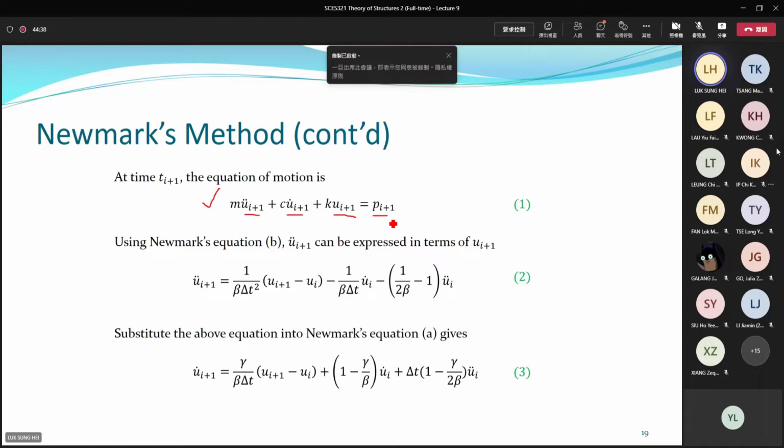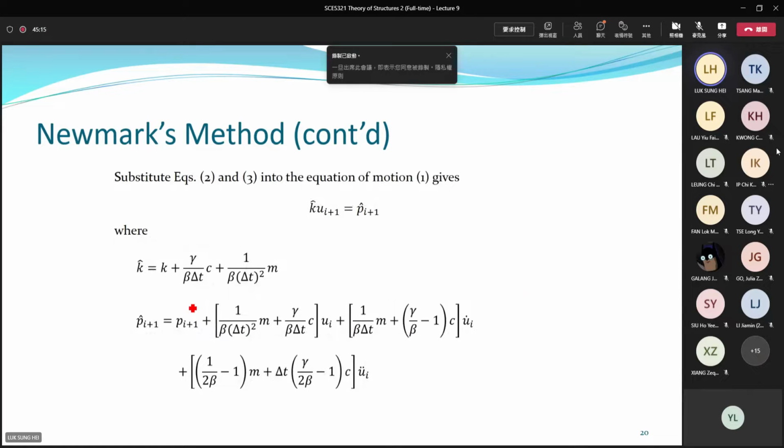Also for the force. Based on Newmark equation 2, you can find equation B on the previous page. We showed you two Newmark equations. We use equation B to help you replace acceleration using the other properties, like displacement u i plus 1. Substitute the above equation into our Newmark equation A. Then you can get another equation for velocity. Acceleration, velocity, we have these two things. Now you can substitute these expressions into our equation of motion. Then you can simplify the equation in this manner.